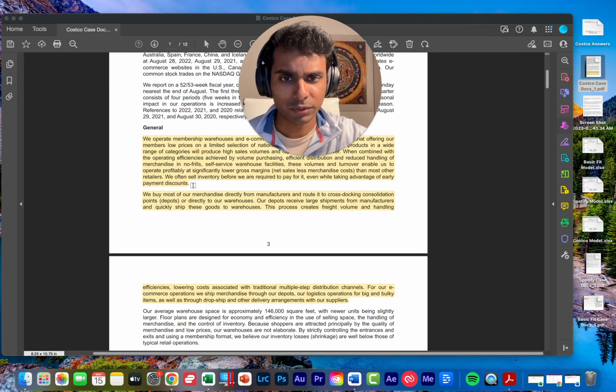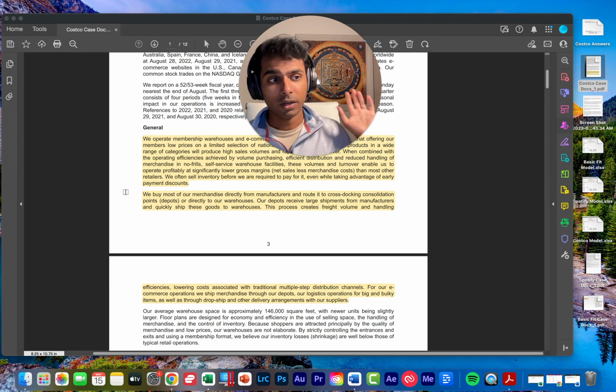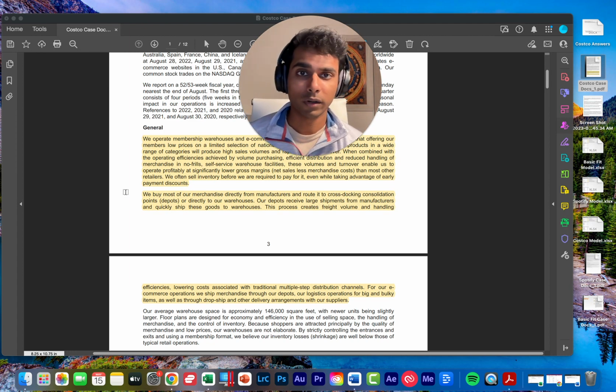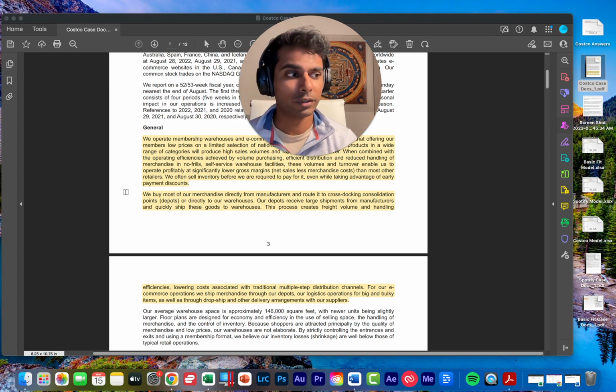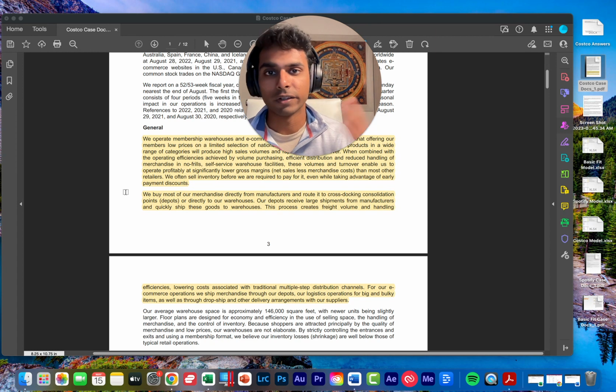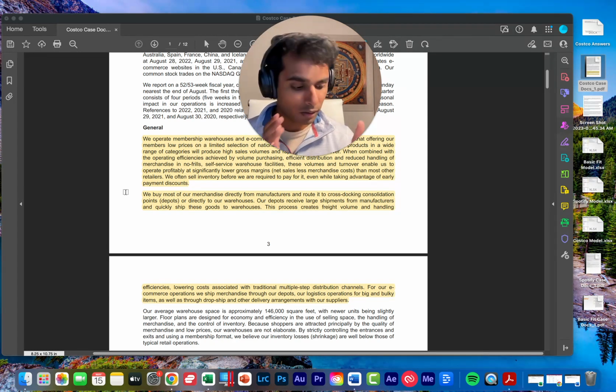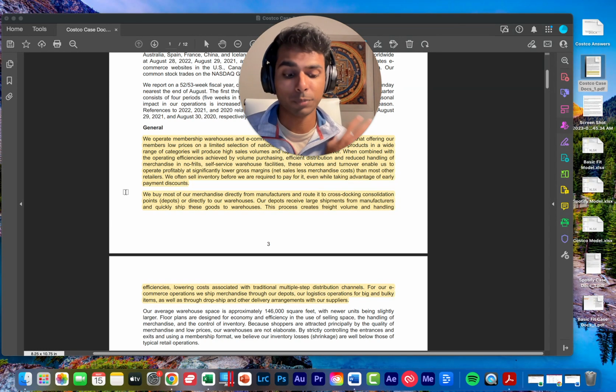This is another thing that's really powerful. Where does it say this? We often sell our inventory before we are required to pay for it. Typically the way retail works is the vendors give the retailers or distributors 30 days to actually pay cash for the inventory. Most retailers take more than 30 days on average to sell whatever they buy from their distributors or manufacturers, but Costco usually sells it within those 30 days.